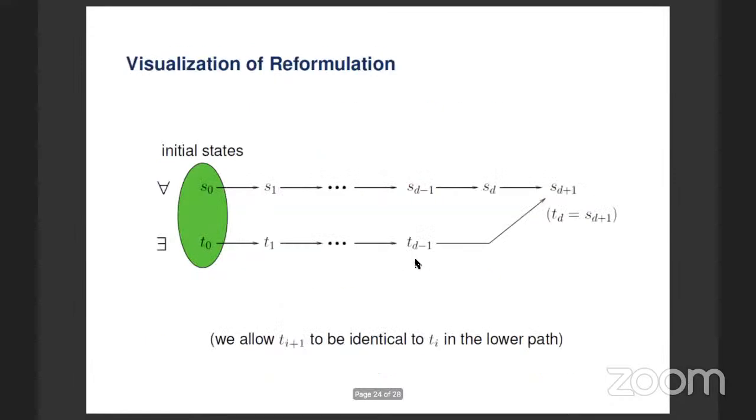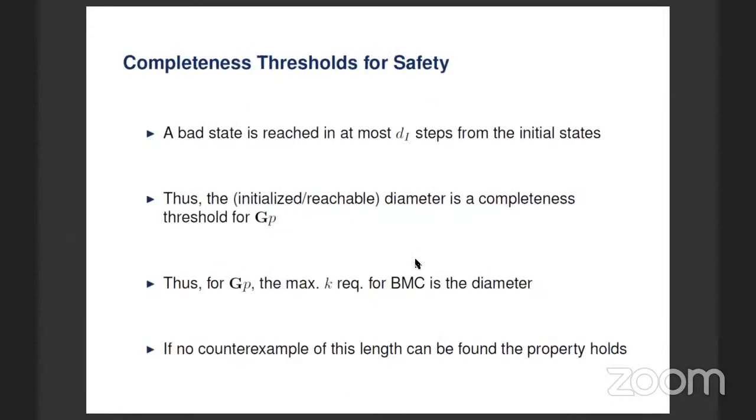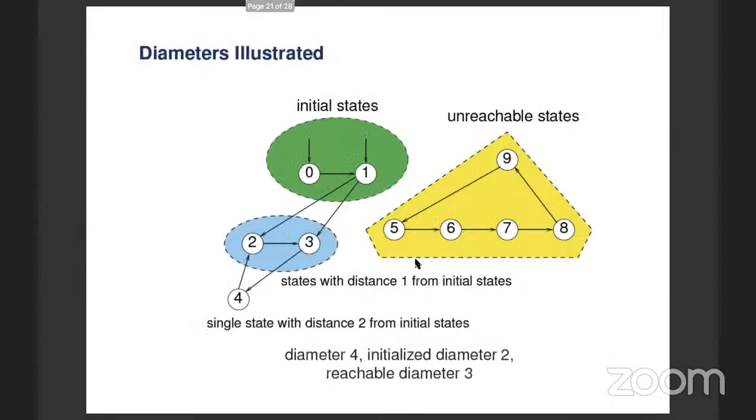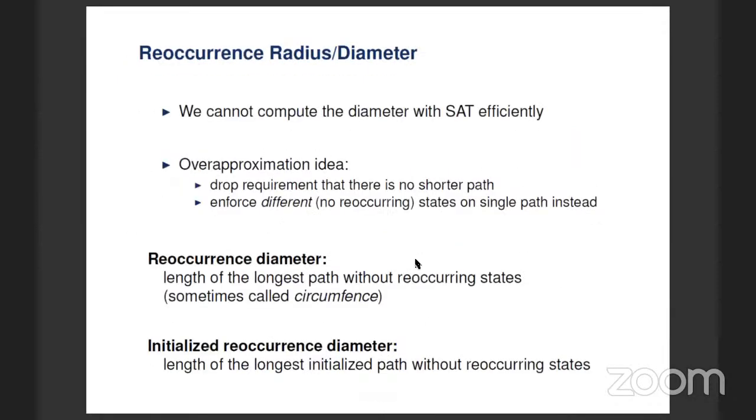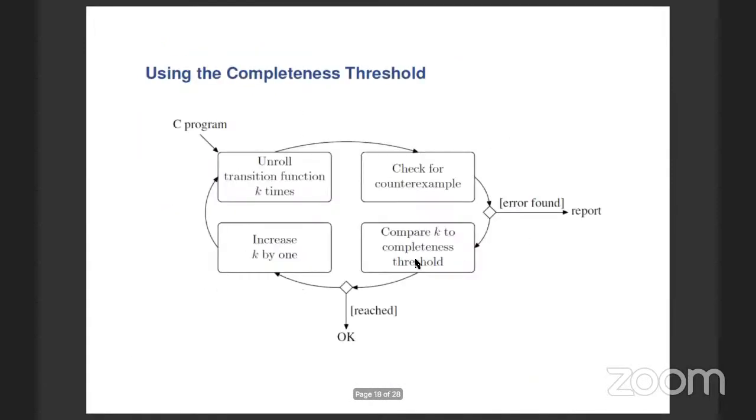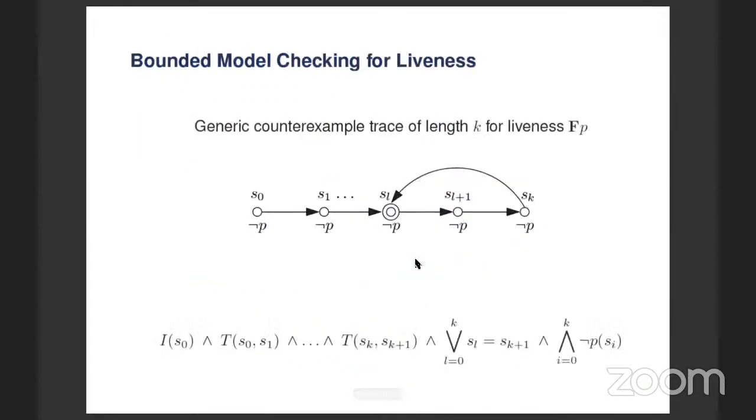So that is the diameter. Now I will define another measure, okay. The diameter is the tightest bound for safety or invariant properties. For simple liveness properties, as you know, that is not good enough, okay, because you will have to look at the largest sized lasso. You may have to go up to the largest sized lasso.